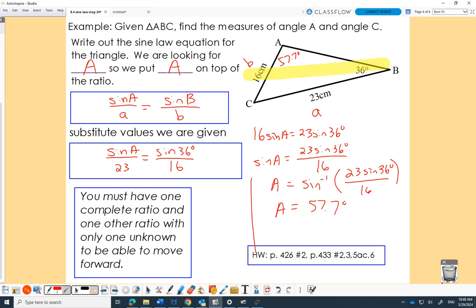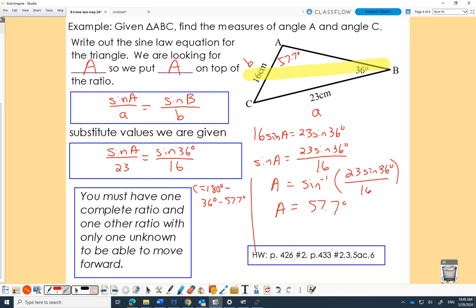Yes. Do the sum of triangles. Sum of the angles of a triangle. So what am I after? C equals 180. Subtract the 36. Subtract the 57.7.